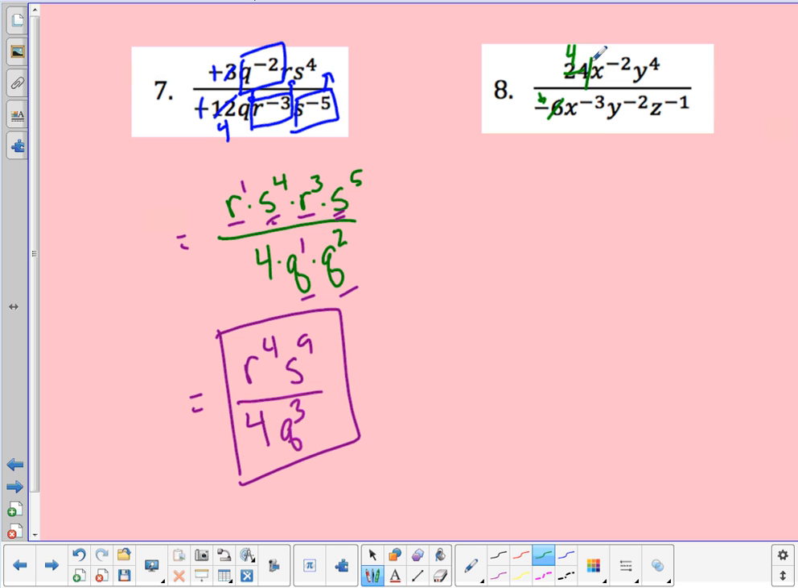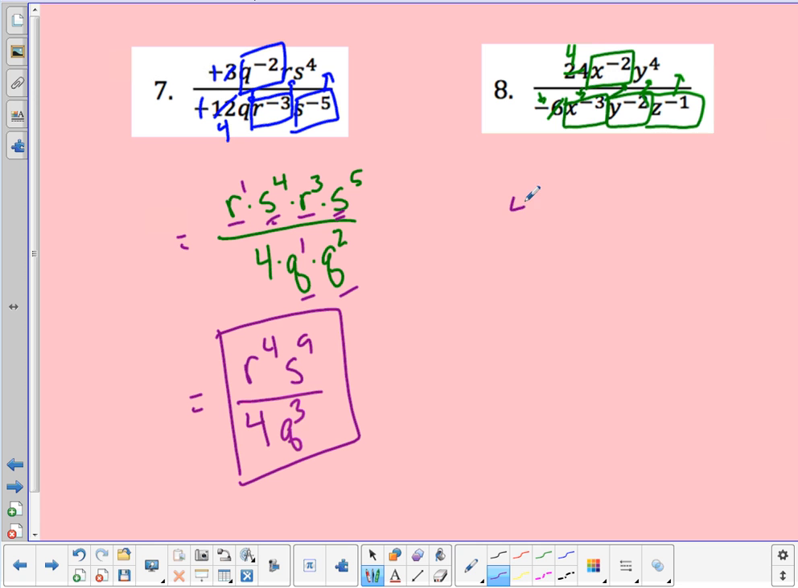So x to the negative 2 power goes down below. X to the negative 3 power goes up above. Y to the negative second power goes up above. Z to the negative first power goes up above. Wow, a lot of stuff moving up here. So, goodness, let's look at what we have on the top. We have a lot on the top.